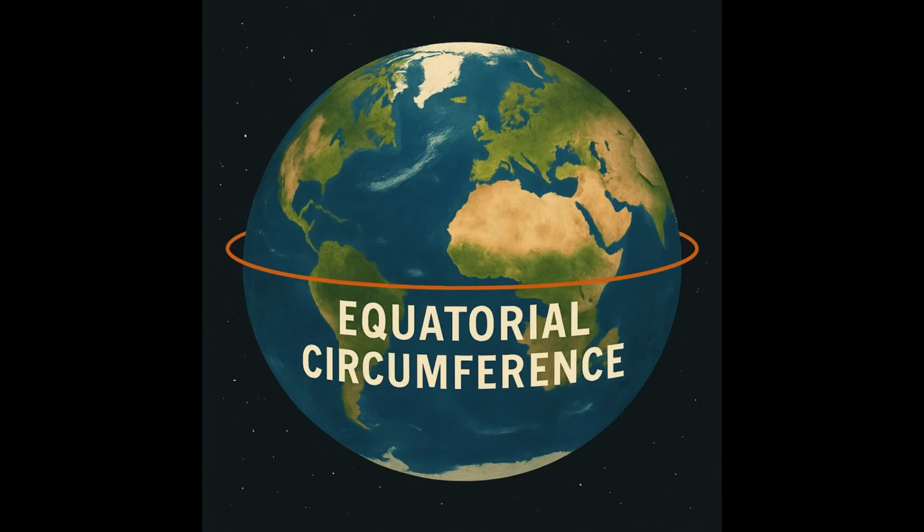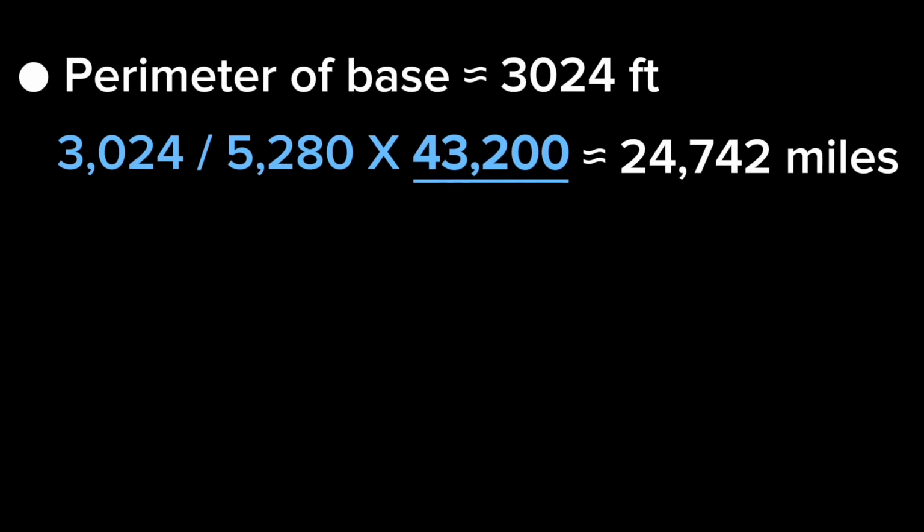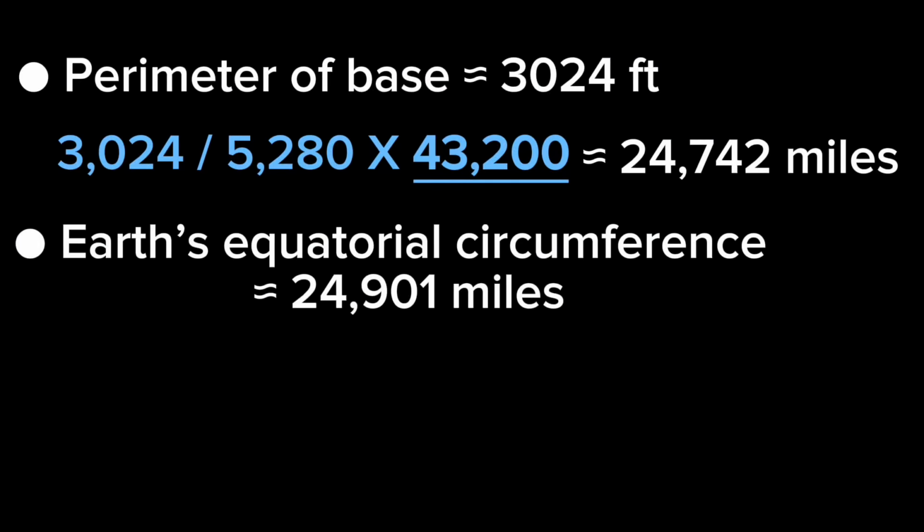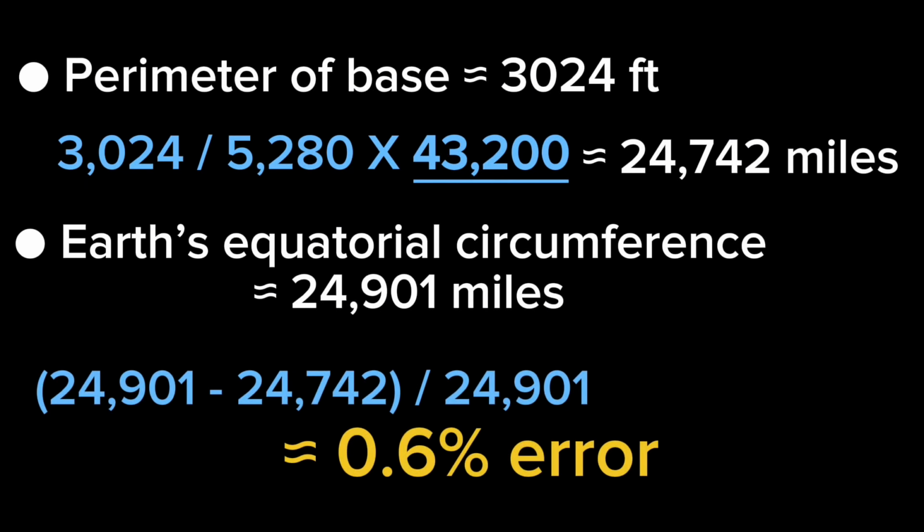Now if we look at Earth's equatorial circumference, the distance around the equator, since we have to remember Earth is wider at the equator than it is at the poles due to its rotation, we get about 24,901 miles. This means that the perimeter of the base of the pyramid times 43,200 gets us a number very close to the equatorial circumference of the Earth, with only about a 0.6% margin of error.